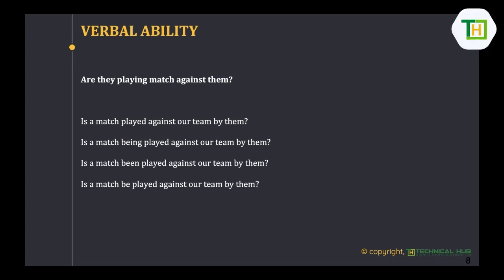Okay. The first one is wrong because it doesn't say "played" there, right? When you have "played" here, this is not the correct form. When you change direct to indirect, the ing form should be changed to "being" only. Now, even this is wrong. The correct answer is option B. Is a match being played against our team by them is the right answer.